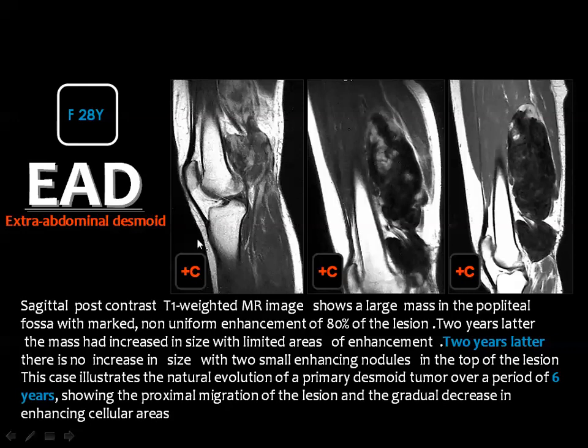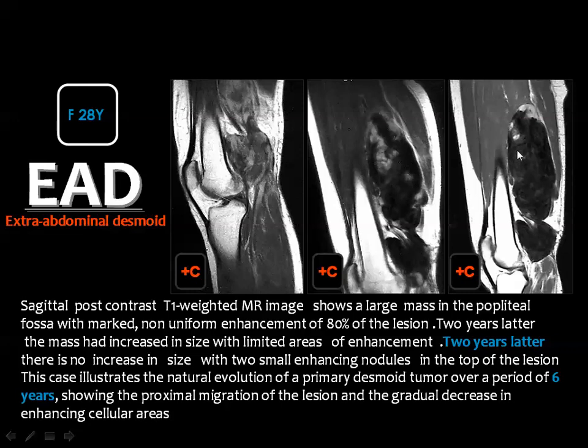And this lesion is followed up over 2 years and 6 years, and you can see the big lesion in the back of the lower thigh with heterogeneous post-contrast enhancement. The follow-up after 2 years showed regression or decrease in the amount of the enhancing tissues with mature, let us say, mature fibrous tissue, which is replacing most of the tumor bulk.